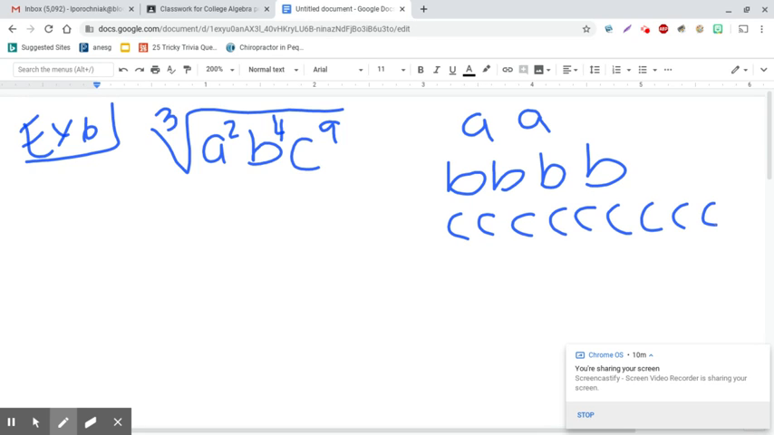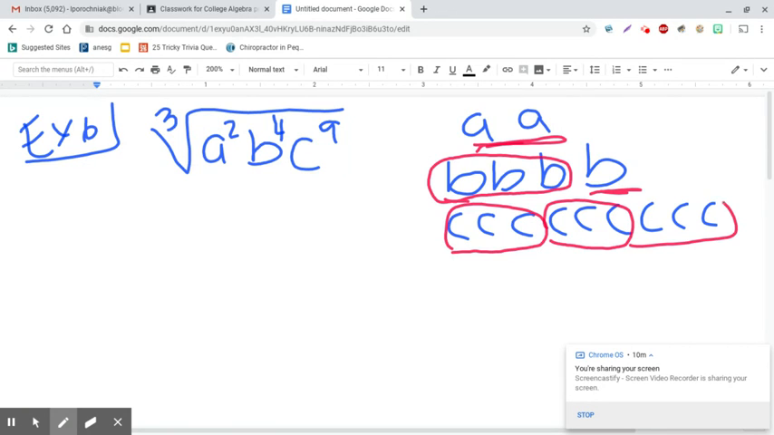7, 8, 9. Okay. Guys, the only difference now is we want groups of 3. Okay? There's only 2 a's. There's no group. So they're going to stay. All right? This is a group. This stays. Group, group, group. Nothing left over for that. So everything we circled comes out. Guys, there's only one group of B, so a B comes out. And how many groups of C's are there? 1, 2, 3. So C to the 3rd.